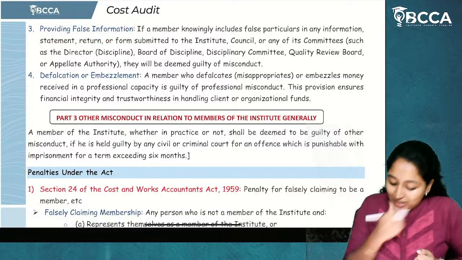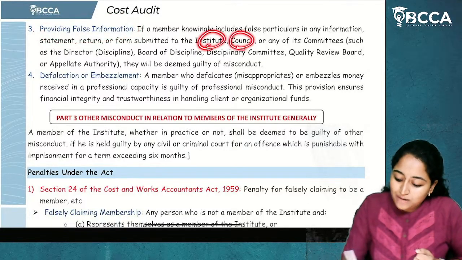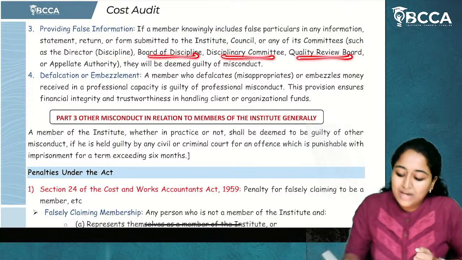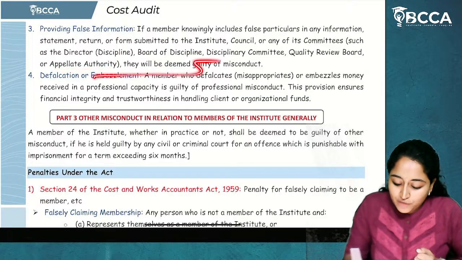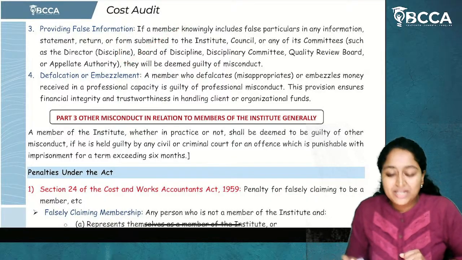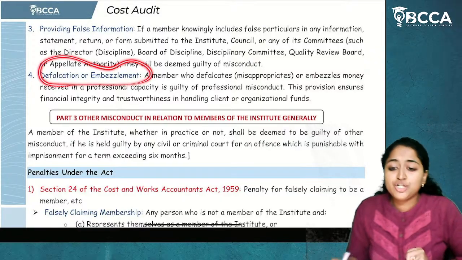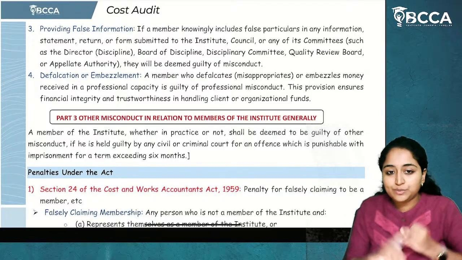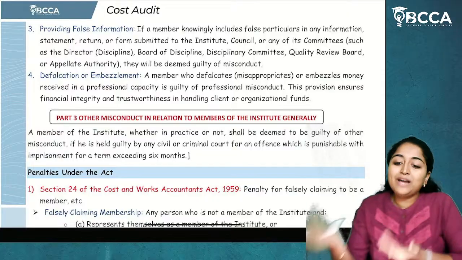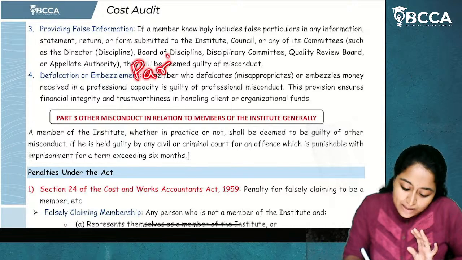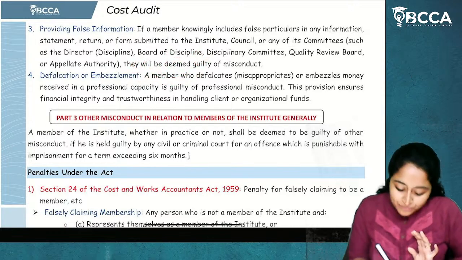Providing false information, to whom? To the institute, to council, any committee, directorate of discipline, board of discipline, disciplinary committee, quality review board, appellate authority. If any of these recognized bodies come to you and ask for information, you have to give the information correctly. If you are providing false information, it is a professional misconduct. Defalcation or embezzlement. If you are mishandling funds or misappropriating funds, which means you are stealing funds or misappropriating them, in both cases it is a professional misconduct, which is given under part 2 of the second schedule. Now what is part 3?